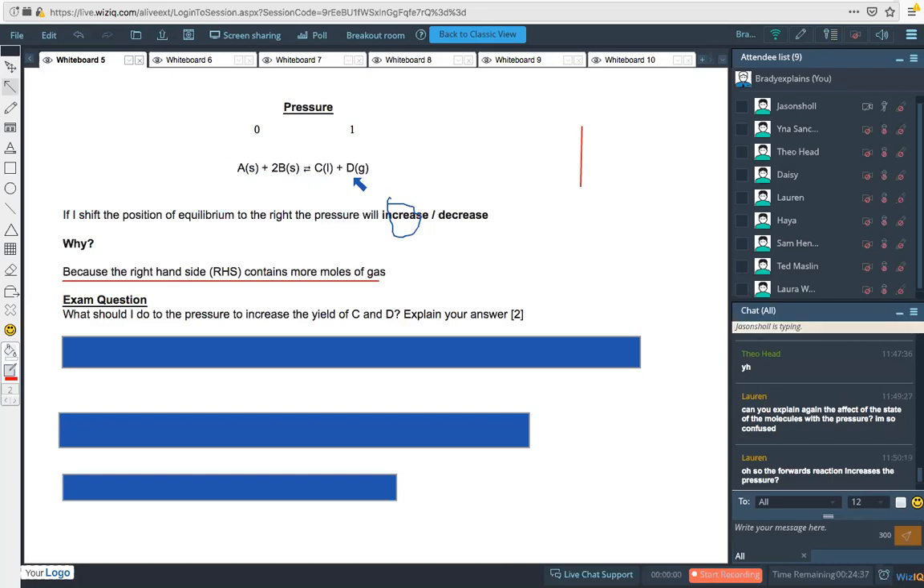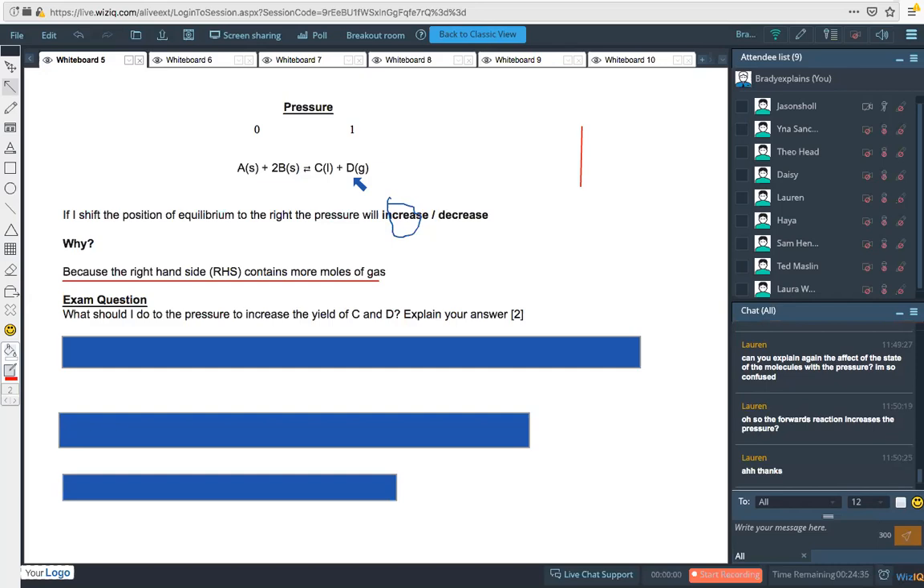That's exactly the thing to get spot on. That's what I meant, Lauren, when I said this sentence here. By saying shifting the position of equilibrium to the right increases the pressure, that is identical to me saying the forward reaction increases the pressure. Because remember, shifting the position of equilibrium to the right means making more forward reaction. So yeah, absolutely right, spot on. Okay, guys, if you want to bang in your answers then.